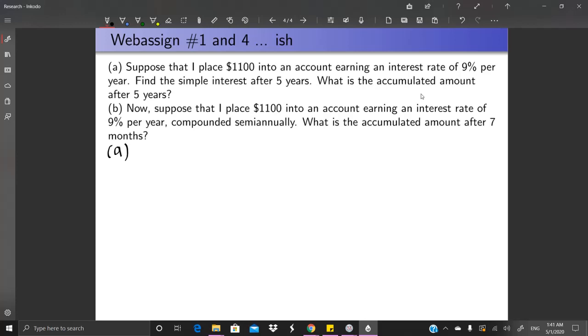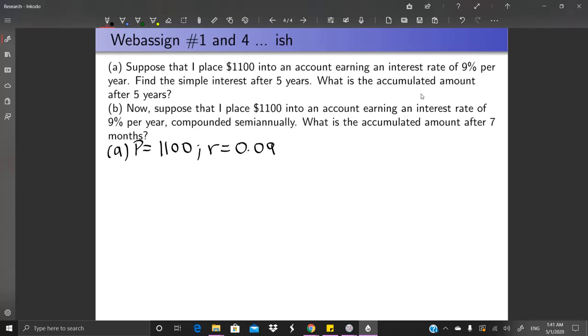We know that P, the principal, is 1,100. That's the initial amount. If it says we're investing, placing some money into an account, that's the value of P, the principal. That's how much money we're putting down. And then what else? The nominal rate is 9%, which means R is equal to 0.09 as a decimal.